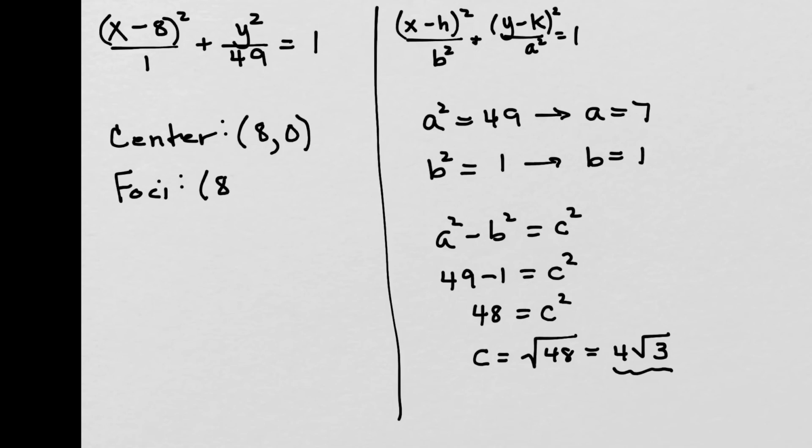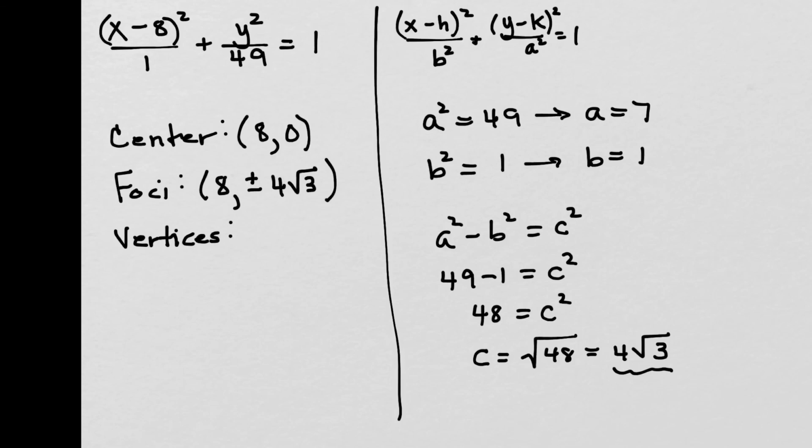So the x-coordinate of both of my foci is going to be 8. And then we have 0, and that's going to be plus or minus the value of c. So I can just write plus or minus 4 square roots of 3. And I can leave it in this form. This gives both foci.